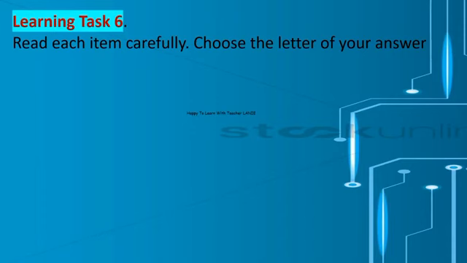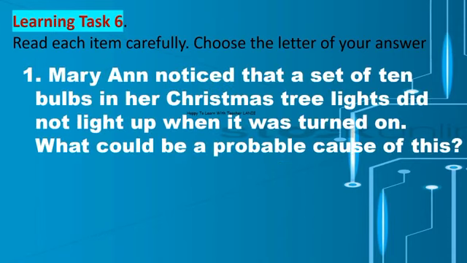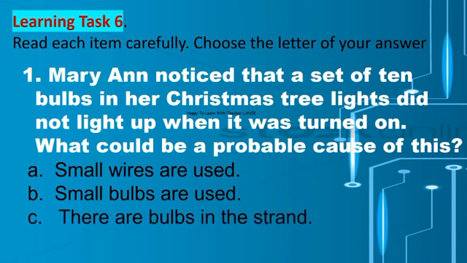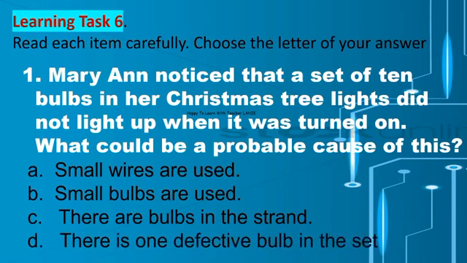Number 1. Mary Ann noticed that a set of 10 bulbs in her Christmas tree lights did not light up when it was turned on. What could be a probable cause of this? A. Small wires are used. B. Small bulbs are used. C. There are bulbs in the strand. D. There is one defective bulb in the set.